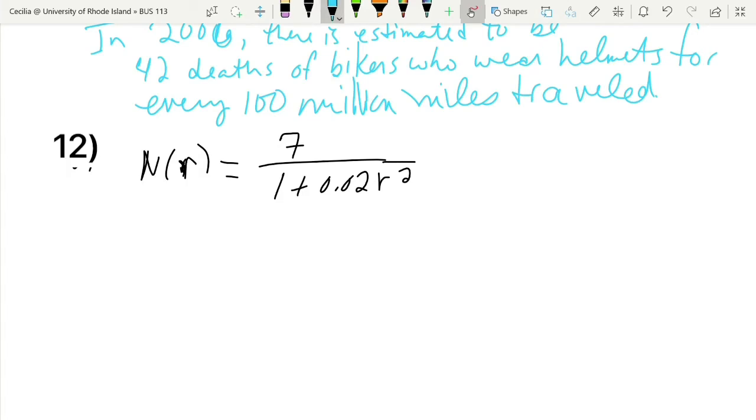So the input is R. And what is R? R is the percent of the mortgage rate, the mortgage rate. Okay, and what's the output? So the output is what this ends up being after we put in the input of the mortgage rate. N is the function output, and that N is representative of the number of housing starts.